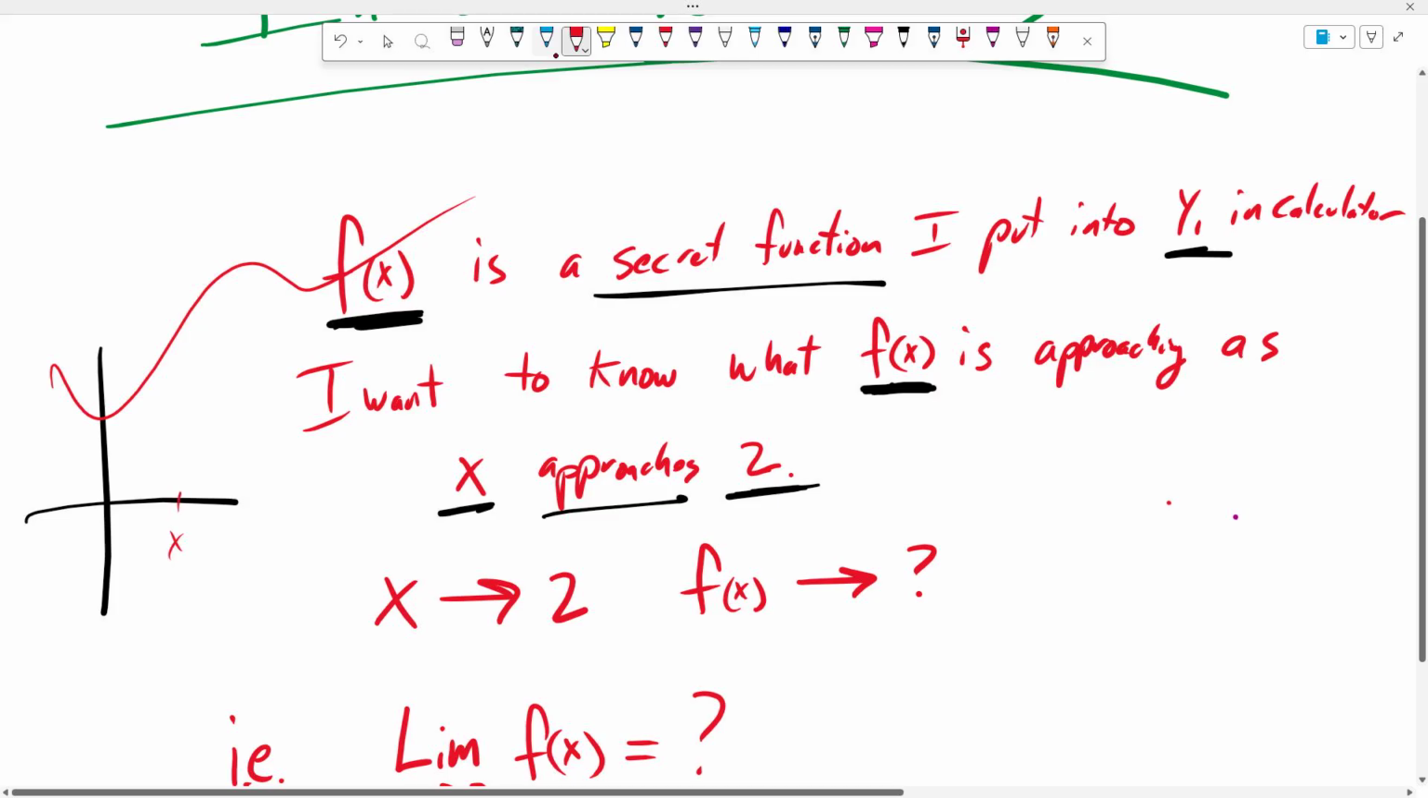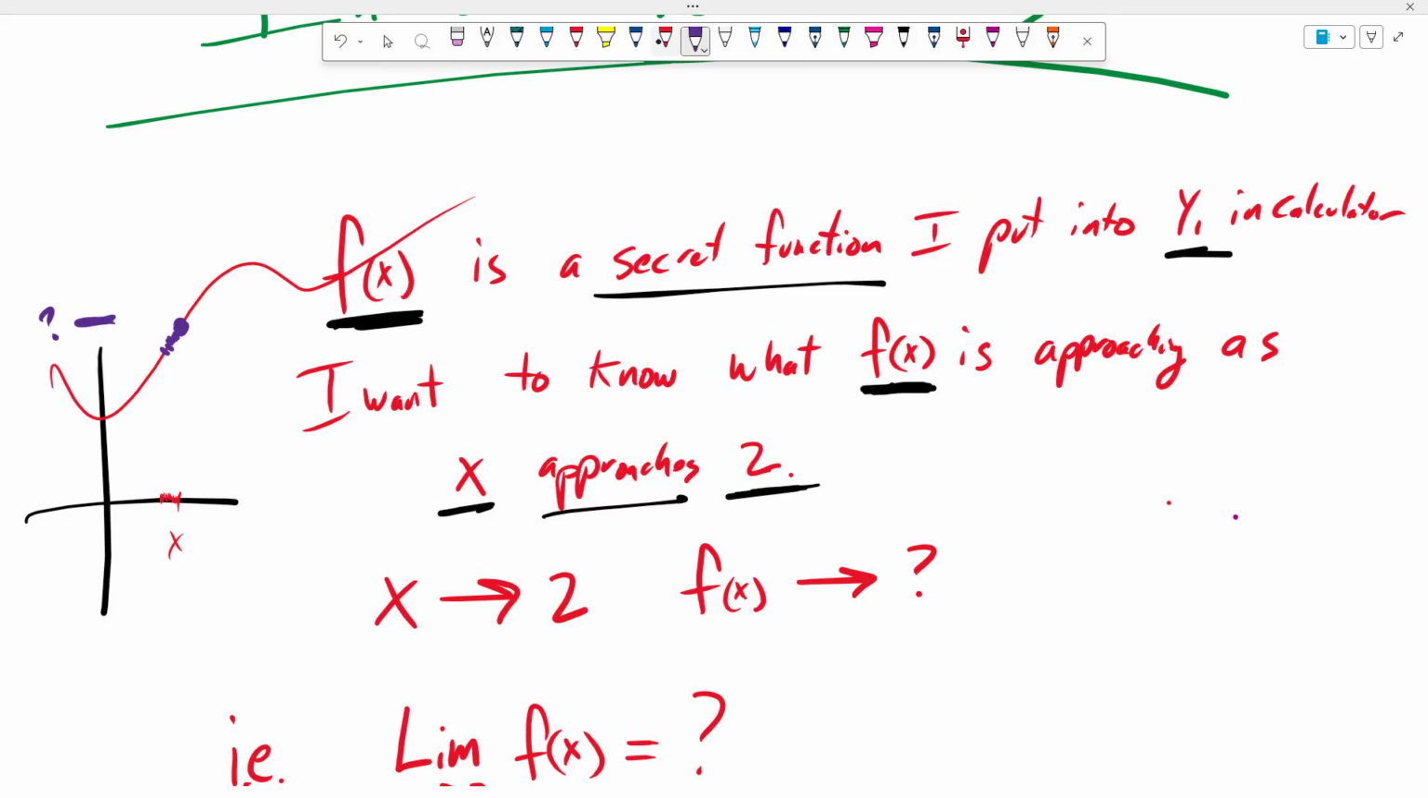But as we plug in values closer and closer to x, what are these values getting close to? What is this number? And as we approach from the other side, what is this approaching? So this is the whole idea of a limit, is as x gets closer to some number, what is our function value getting closer to?